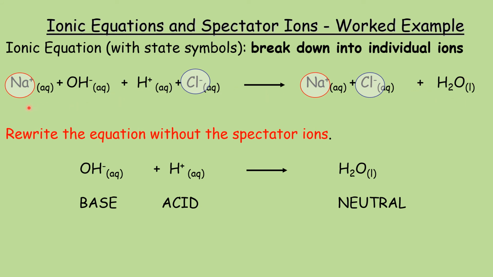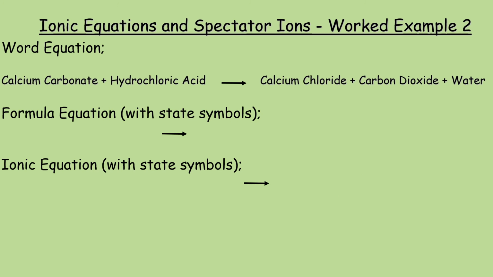So if we were to do this example with potassium hydroxide and sulfuric acid, identified all the spectator ions, crossed them all out, what would we be left with? We'd be left with exactly the same 2 ions on the left, the hydroxide and the hydrogen, and the water on the right hand side. It won't matter because the spectators may change, but the actual chemistry of what's going on in this reaction stays the same. So let's look at one more example, because when we use a carbonate, something different happens.